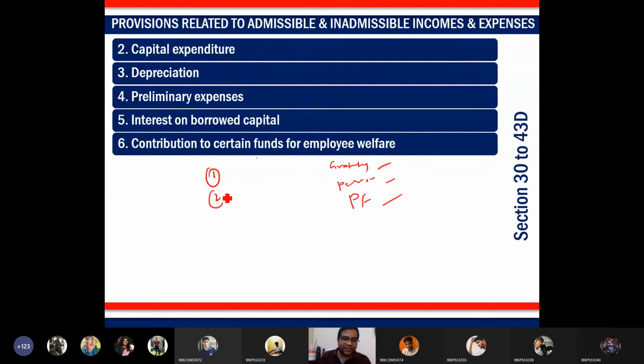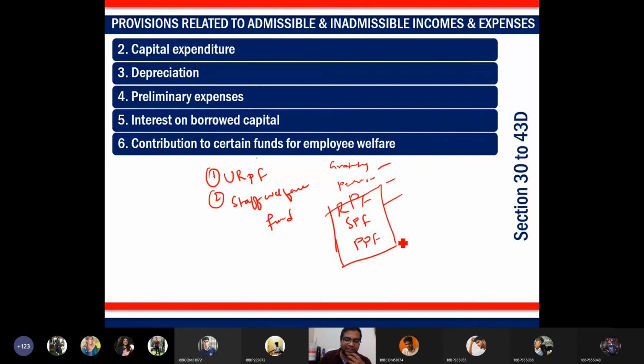So what is not allowed is two things. One, unrecognized provident fund. Second, staff welfare fund. Why do you think income tax would not have allowed these two? The reason is unrecognized provident fund is not approved by the Commissioner of Income Tax. It's a private fund which is not under the custody of the Government of India. Whereas recognized provident fund, statutory provident fund, public provident fund, all three are under the custody of the Government of India. But this is managed by private parties. So always, obviously, there can be cheating, fraud, manipulation. So therefore, it is not approved.